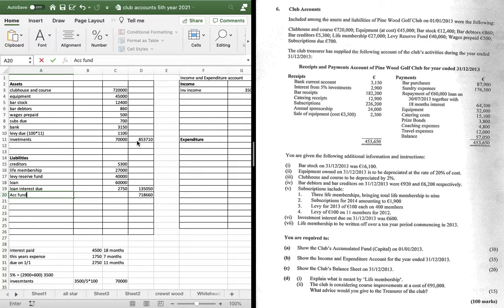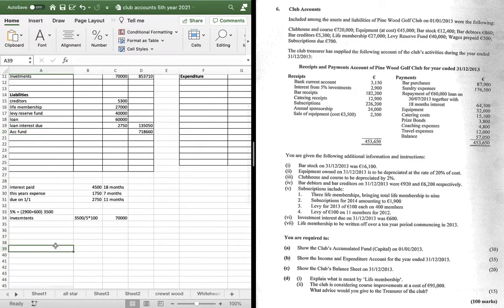So just the tricky, I suppose, the thing to be aware of is that there is investments. That's the one that you can leave out, and then how you go about working that out. All right, so next jobs are bar trading accounts. So that's sales less cost of sales, which is made up of opening stock, purchases and closing stock.